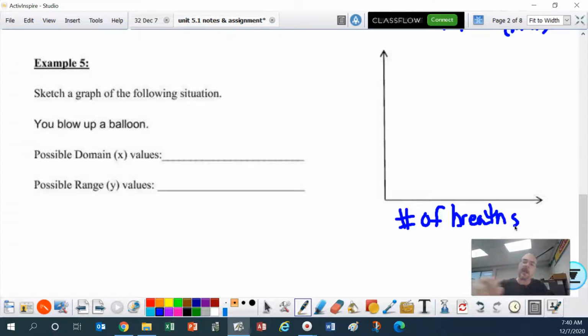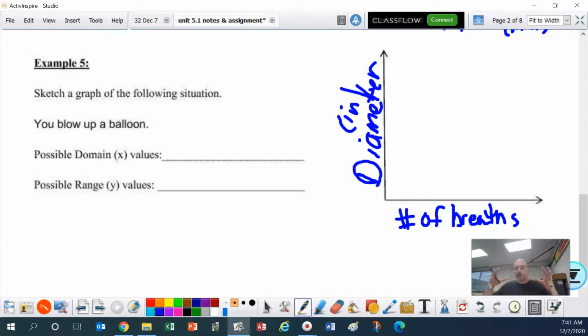All right, and then on the side, how big does the balloon get? Now I'm going to measure the diameter, the distance through the balloon. So I'm going to put diameter here, and I'm going to measure that in inches. If we wanted, we could do the volume, how much air is in the balloon, but it's a little easier to think about how wide the balloon is, the diameter.